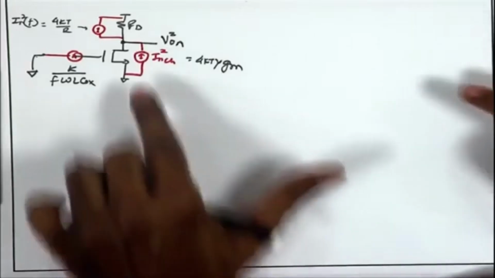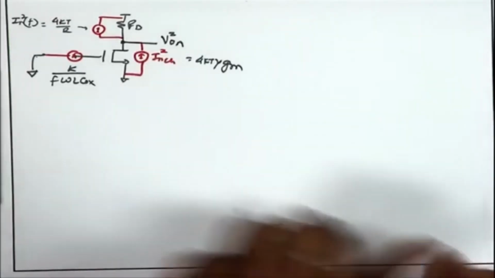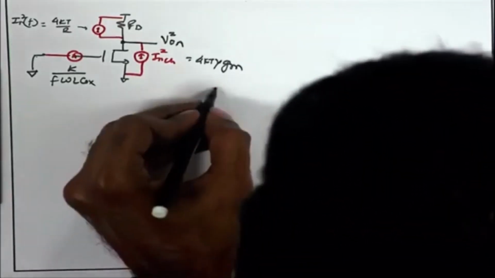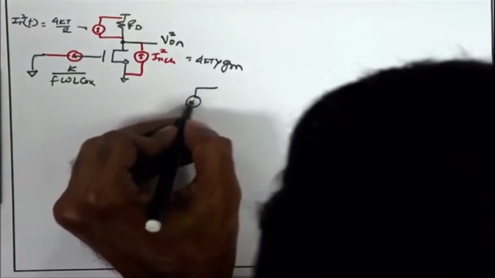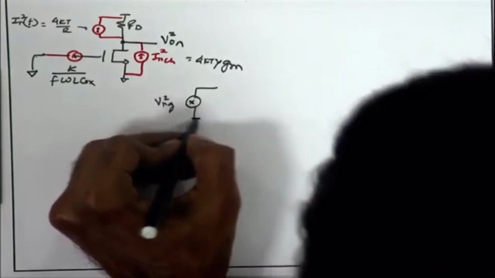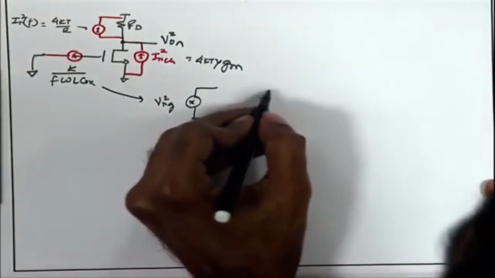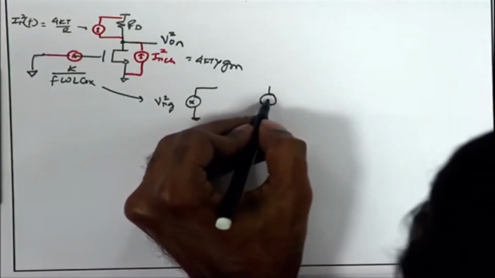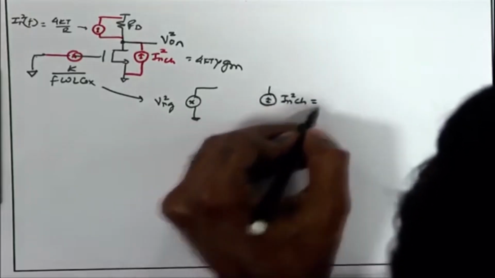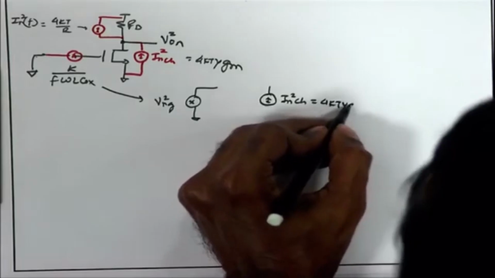I can directly do the analysis here as well without going to the small signal model, but it will be more convenient and more clear if I go to the small signal model. So, I am drawing the Vn square at the gate, corresponding to the 1 upon F noise. I am drawing the In square channel, which is 4kT gamma Gm.